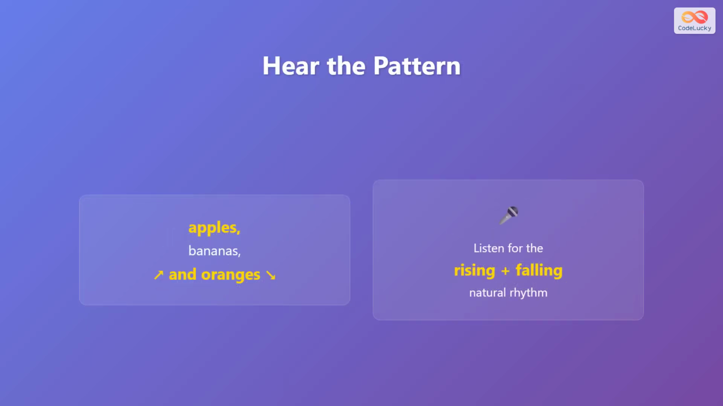Let's focus on how this sounds. The words apples, bananas should rise as you say them. Your voice pitch goes up. Then, and oranges falls down. You can hear and feel this pattern. Listen carefully to native speakers when they say lists. You will notice this rising then falling pattern every time. This is what makes English sound natural and easy to understand.